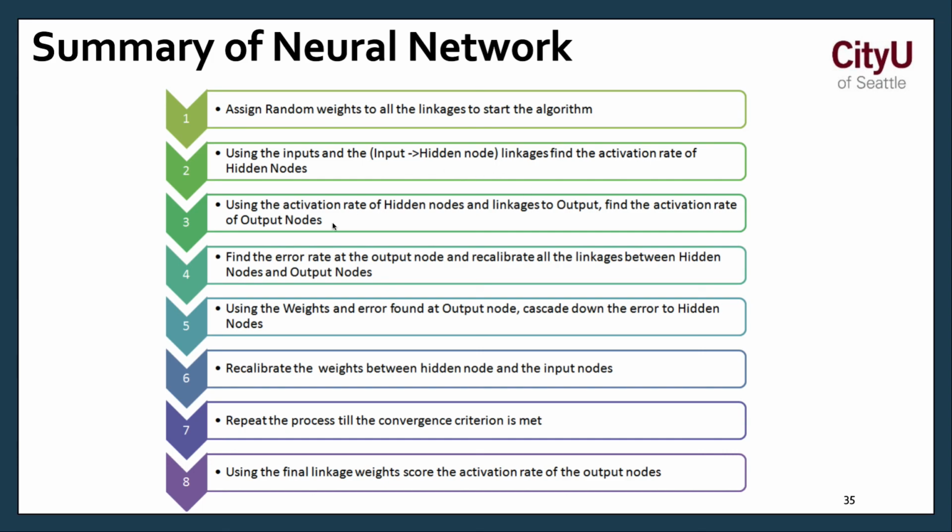Now you want to optimize and recalibrate, right? Using the weights and errors found at the output node, cascade down the error to the hidden nodes, and recalibrate the weights between the hidden nodes and the input nodes. Repeat the process till the convergence criterion is met, and use the final linkage weight scores to get the activation rate of the output node. So as you can see, it's trying to recalibrate the hidden layers, the hidden nodes, and also the whole neural network.